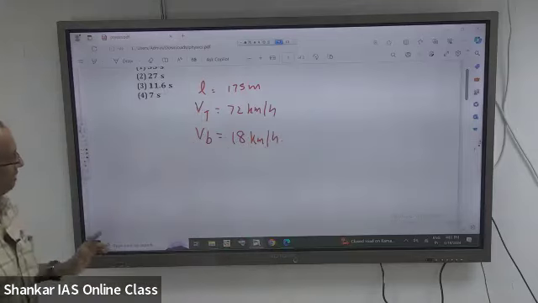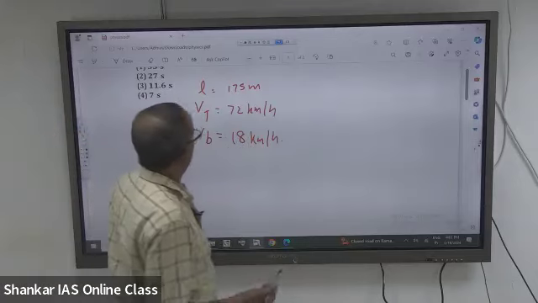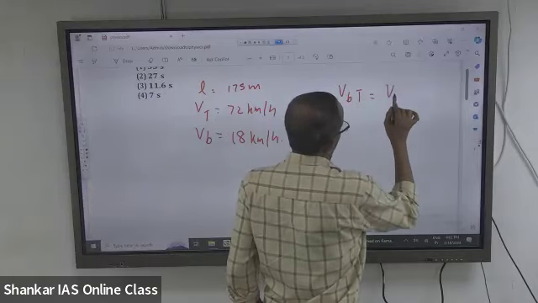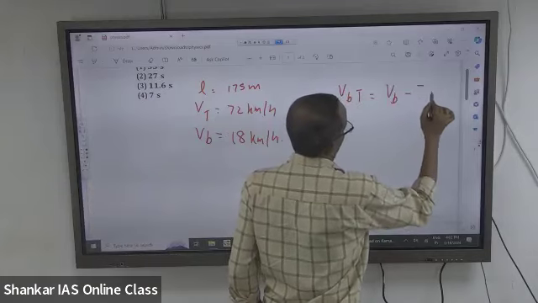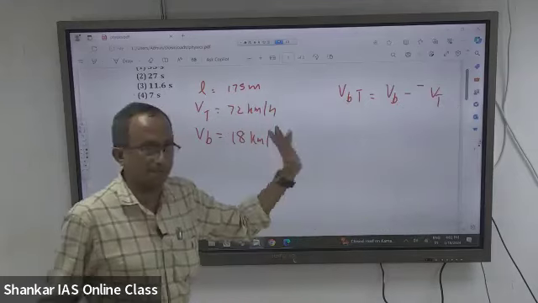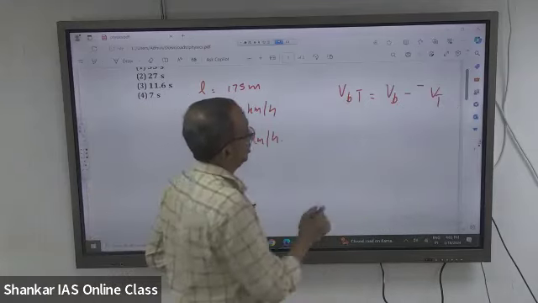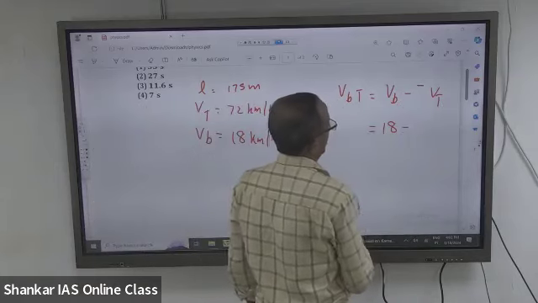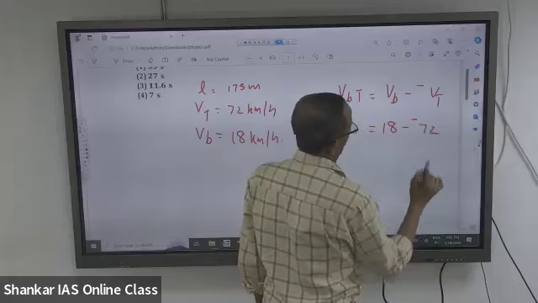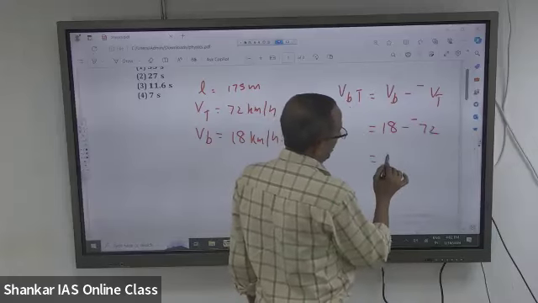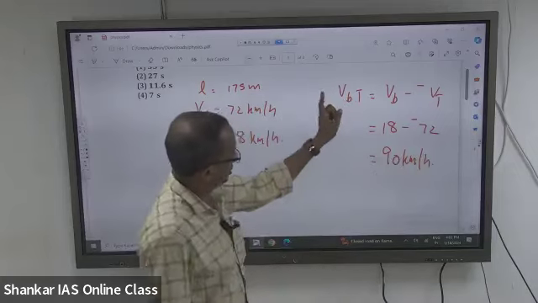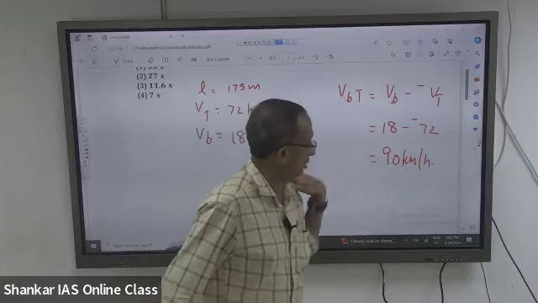In such a situation, first of all, we have to find out the velocity of bird with respect to train, VBT. That is VB minus VT, because the train is moving in the opposite direction of the bird. So VB is 18 kilometer per hour minus of 72 kilometer per hour, so that will be equal to 90 kilometer per hour. The relative velocity of bird with respect to train is 90 kilometer per hour.